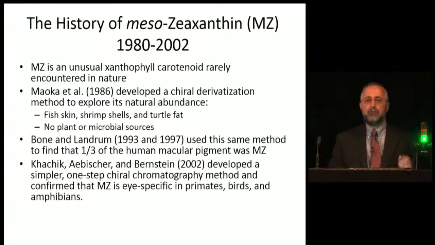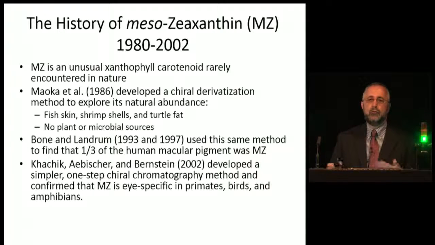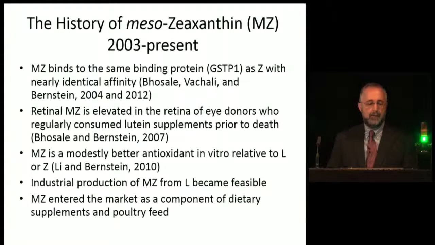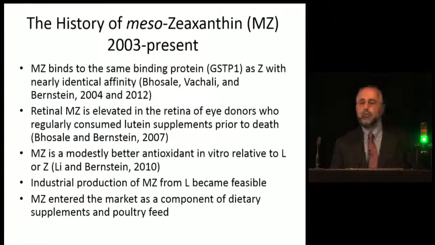And this is a very good method, and I heard the good talk in the previous talk here about the two-step method. You can actually use this method as a single pass even on egg yolks, so it's a relatively easy method to do. And I'll show you some chromatograms. So since 2002, there's been even more information about mesozeaxanthin, and some of it's summarized here. Some of it I will get into in the next slides.